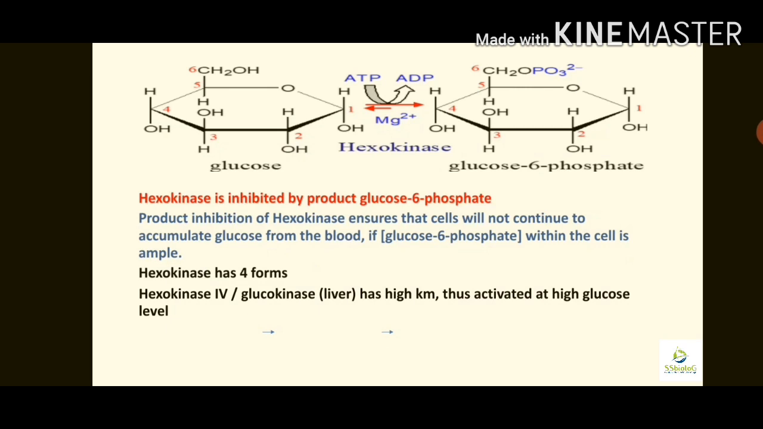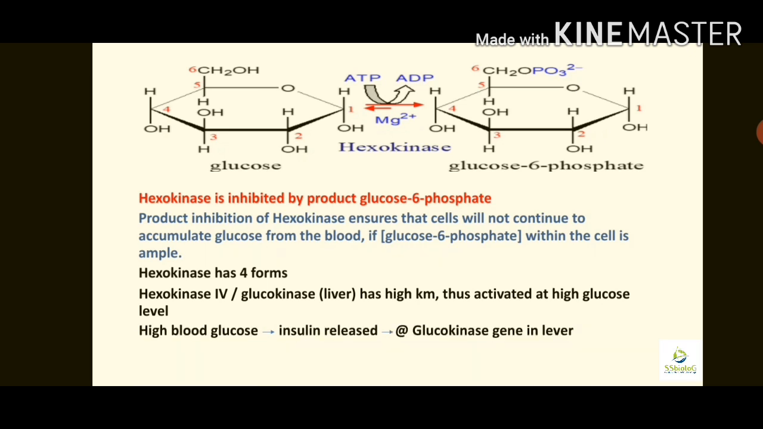Now what is this Km? Km denotes the enzyme's affinity towards substrate and is inversely related to the affinity, which means the higher the Km, the lower the enzyme's affinity towards substrate. As it is mentioned that hexokinase 4 has a high Km, it means it will activate at a high glucose level.